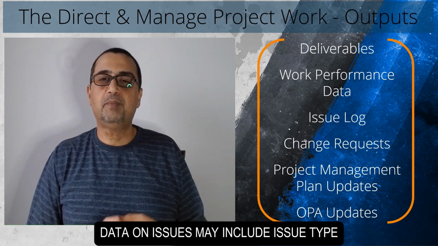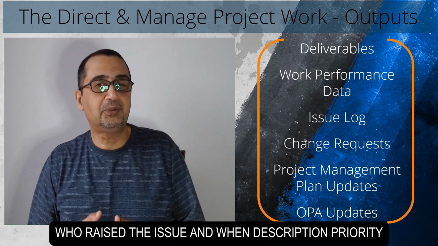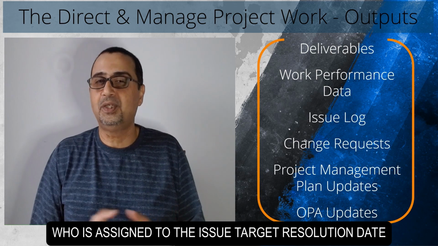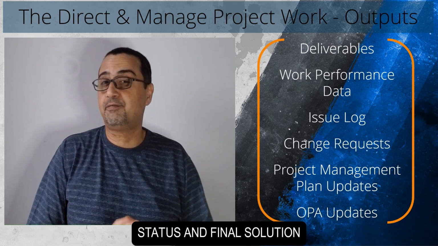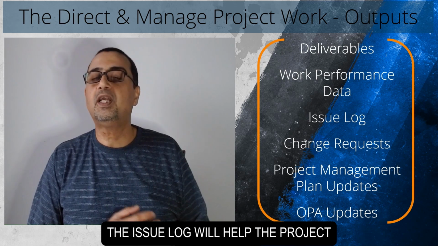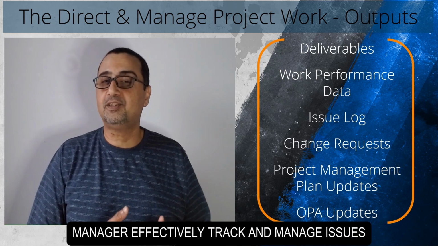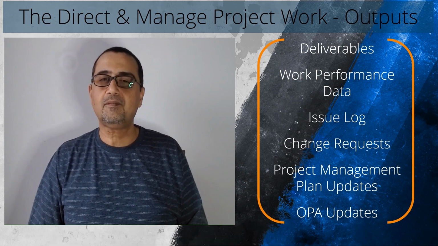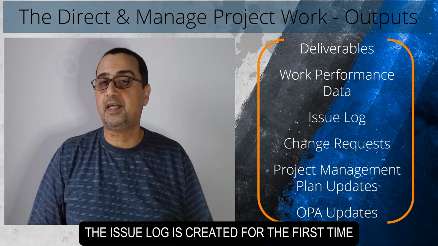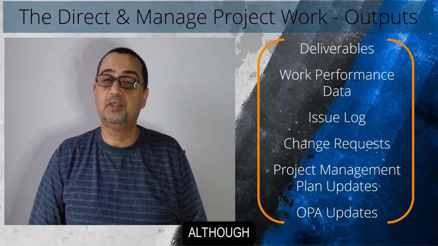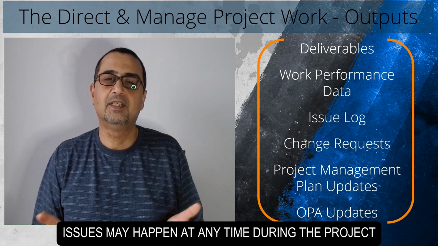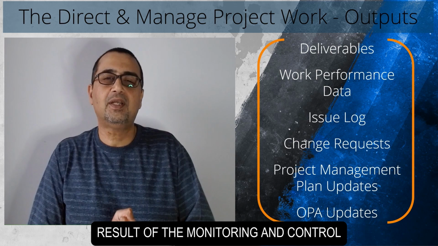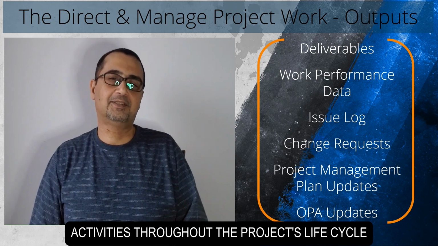Data on issues may include issue type, who raised the issue and when, description, priority, who is assigned to the issue, target resolution date, status, and final solution. The issue log will help the project manager effectively track and manage issues, ensuring that they are investigated and resolved. The issue log is created for the first time as an output of this process. Although issues may happen at any time during the project, the issue log is updated as a result of the monitoring and control activities throughout the project's lifecycle.